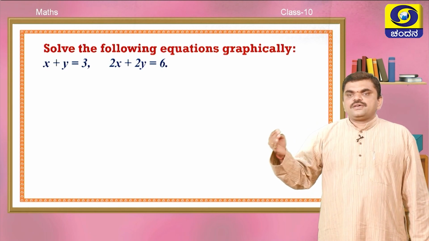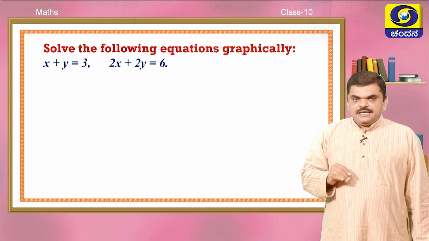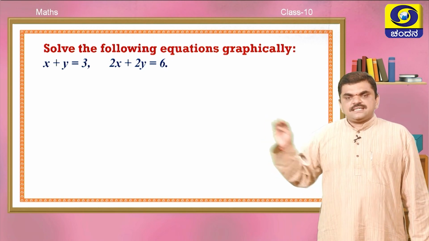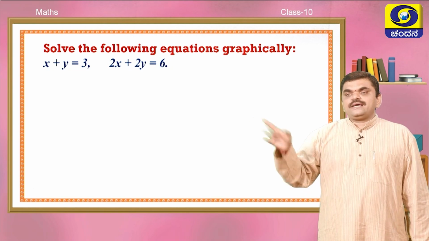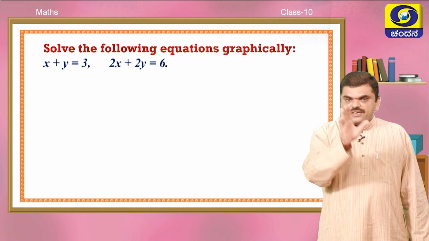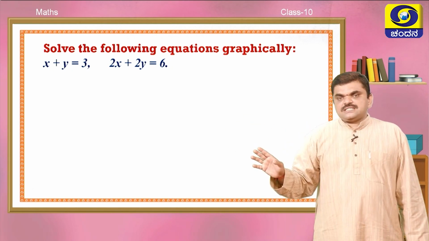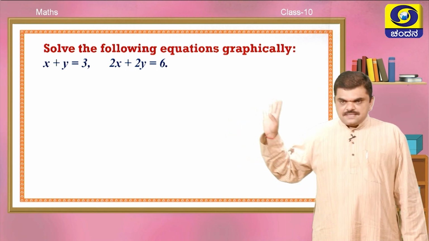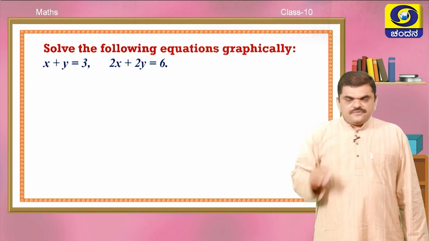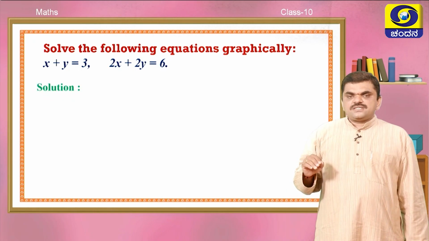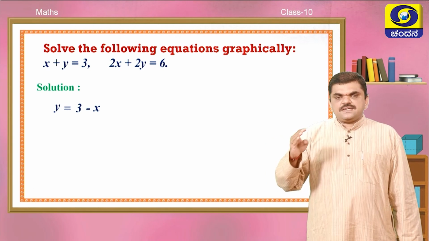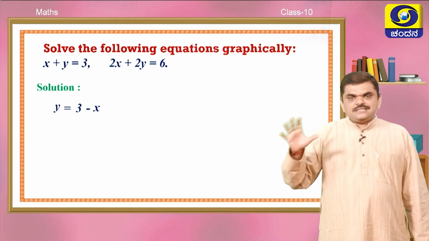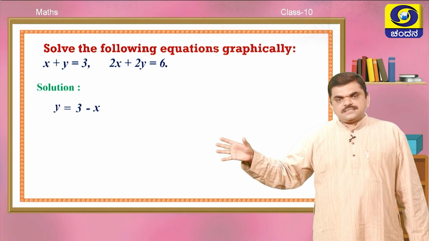Solve the following equations graphically. x plus y is equal to 3. 2x plus 2y is equal to 6. The coefficient of x is 2, the coefficient of y is 2, and the constant is 6 here. So take the first equation. Solution: first equation, x plus y is equal to 3. Convert this equation in the form of y, that is y is equal to 3 minus x.